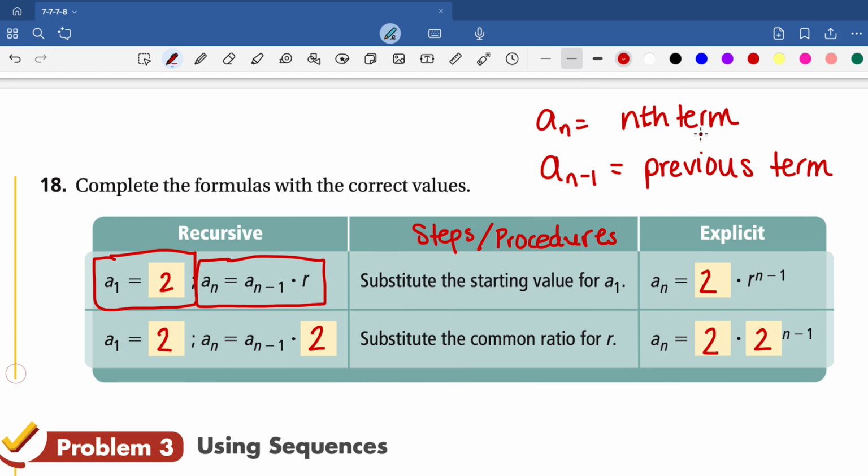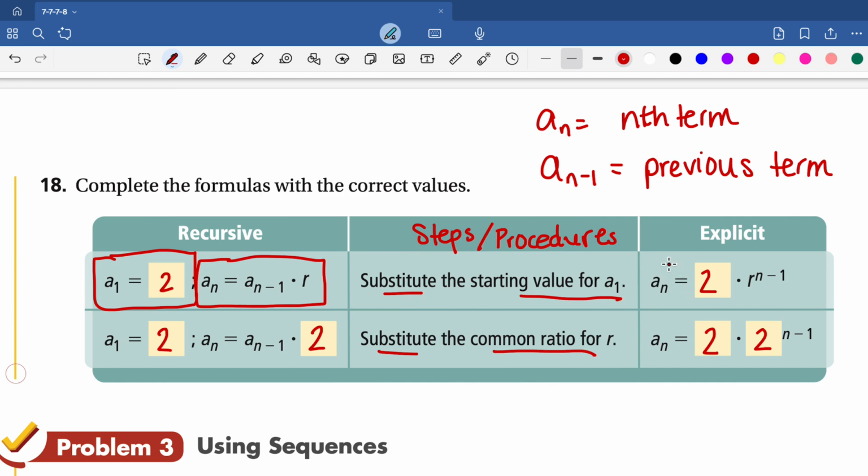A sub n is your nth term. If you read this formula, how do you read it? Your nth term is going to equal your previous term, a sub n minus 1, times your ratio. So say, for example, if I want my sixth term, I need the fifth term in order to find that. So for the recursive formula, you need the previous term in order to find your nth term. So that's how I would set that up. You would substitute the starting value for a sub 1, and then you would substitute the common ratio in the general equation that we had in the previous page.